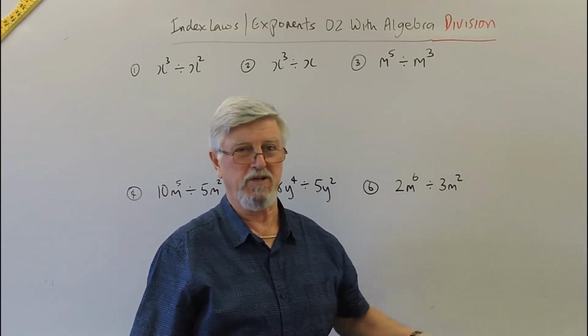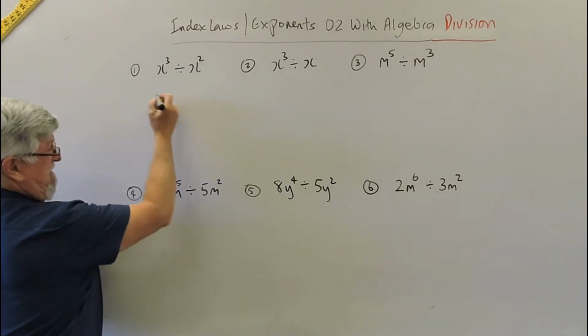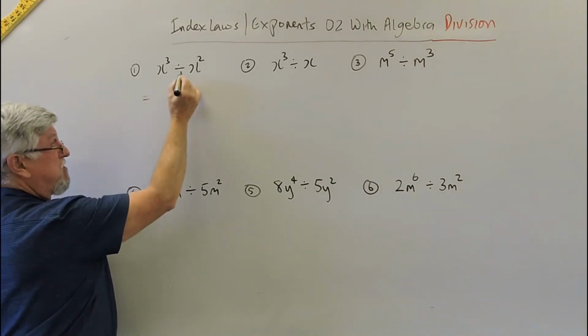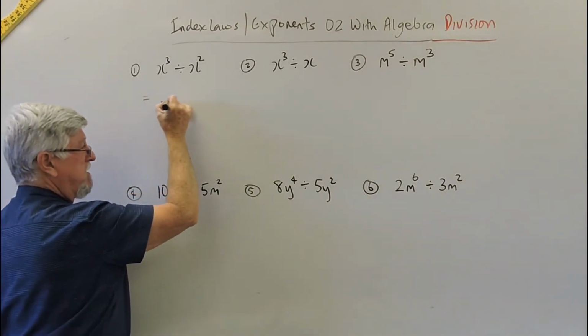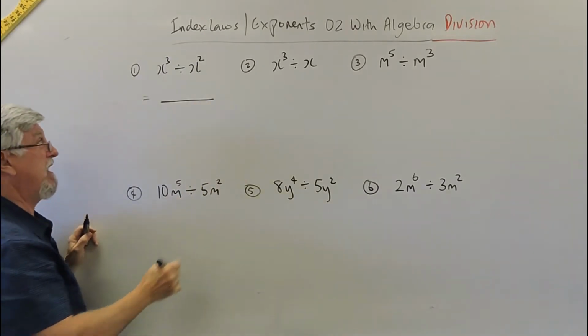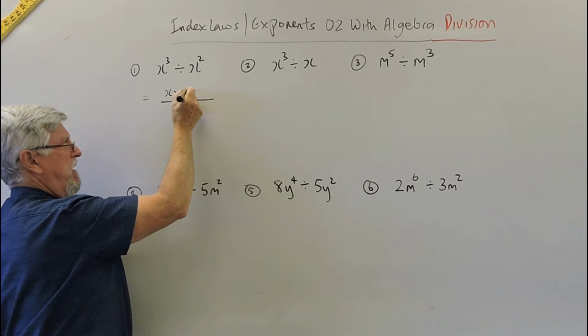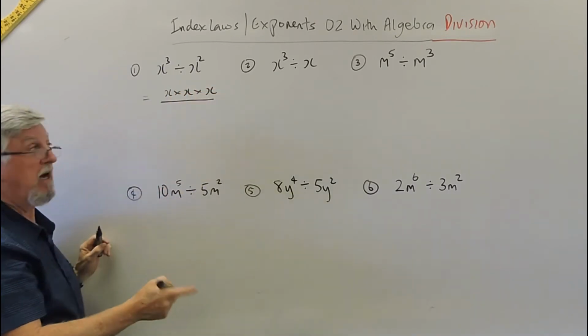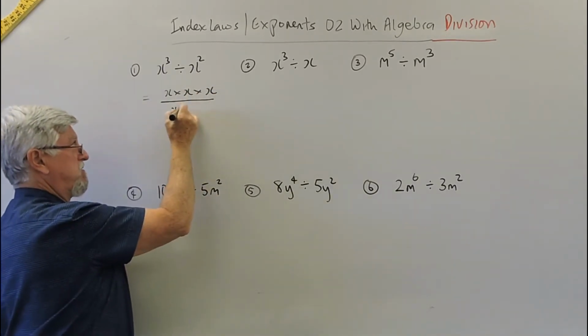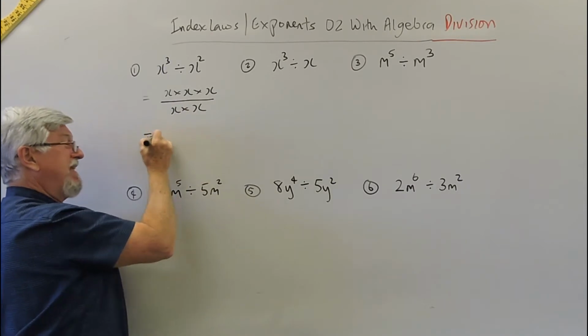What happens to the whole question? How does it change? I like to think of the x, when you're doing the division, we write that as a line, like a fraction bar. So on the top, on the numerator, we'll have x times x times x. And on the bottom, we'll have x times x. Now, really that's what it means.